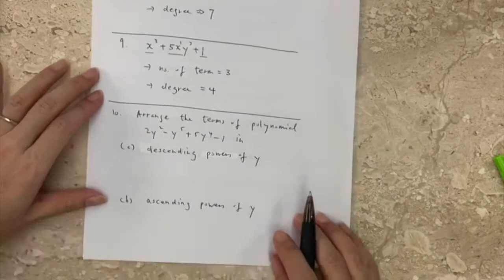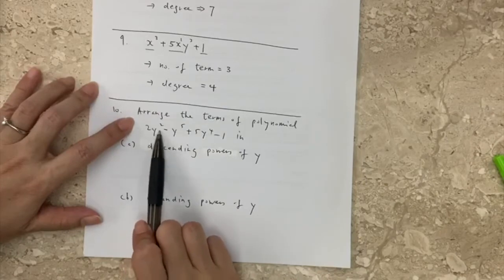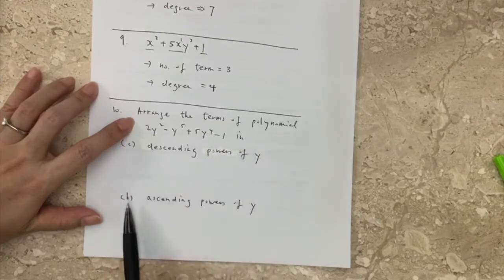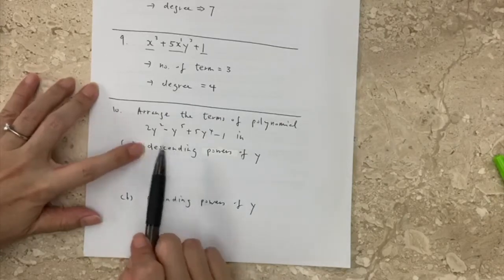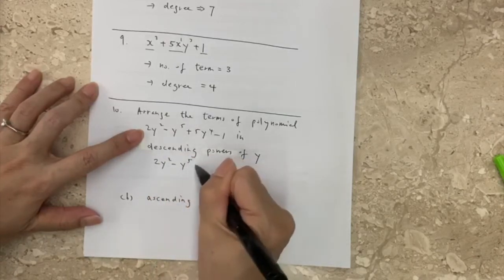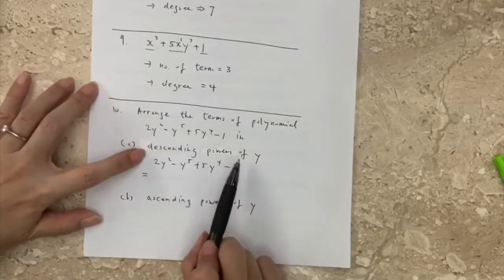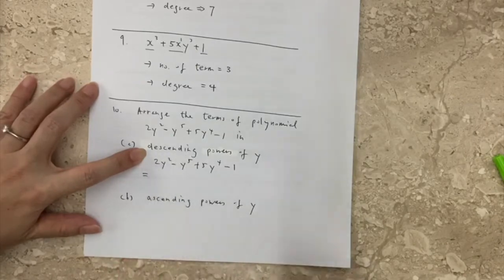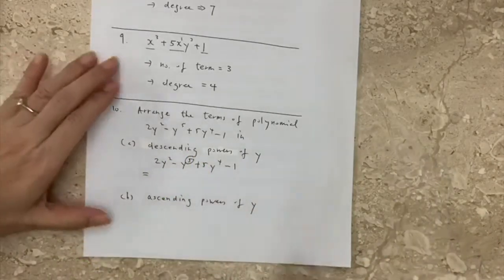Okay, so the final example we have here: arrange the terms of the polynomial. Given this, 2y squared minus y to the power 5 plus 5y to the power 4 minus 1, in two different situations. One is descending powers of y, one is ascending powers. Before we look at that, we need to copy this one more time. Polynomial 2y squared minus y to the power 5 plus 5y to the power 4 minus 1. Arrange it. Descending means starting from the highest degree. So we start with this power 5.